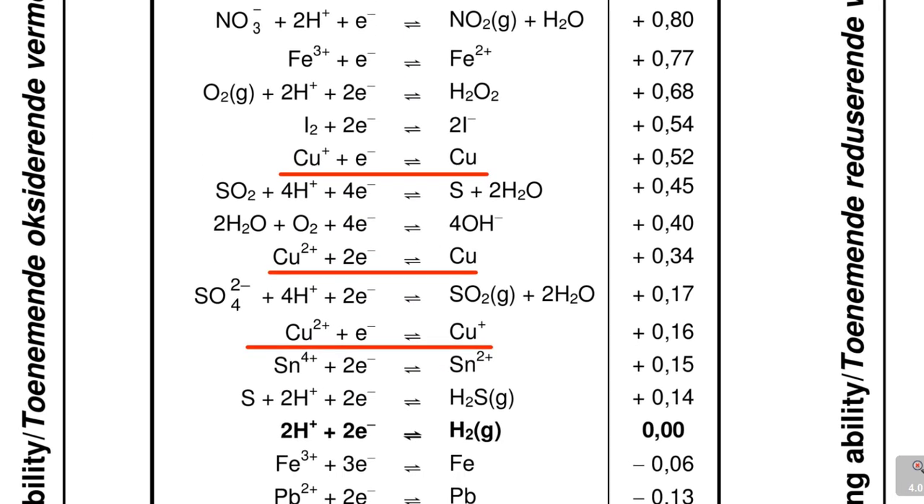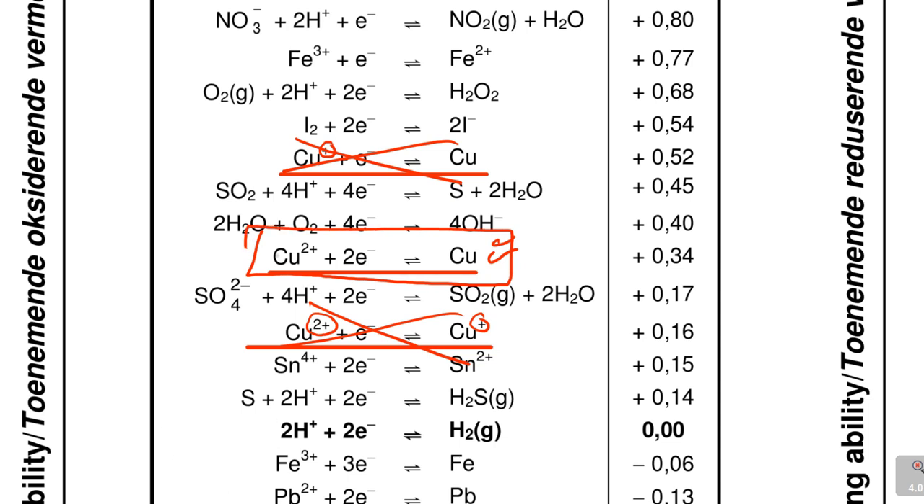All right. Now, which one is relevant? Look at the first one. The first one says copper plus, but I say 2 plus, so this becomes off because this is a copper plus. The second one looks proper because it goes from copper 2 plus to copper. And the third one is from copper 2 plus to copper plus, which is again not proper because we're moving from copper 2 plus to copper as solid. So the one that you're taking here is that one.